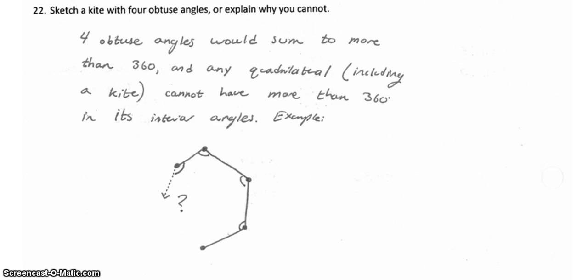Here's a little bit of a clear explanation. Four obtuse angles would sum to more than 360, just like we said. And any quadrilateral, including kite, cannot have more than 360 degrees in its interior angles. In fact, it's supposed to have exactly 360 degrees. But if you take four obtuse angles, four angles that are greater than 90, they're going to add up to more than 360, and that's not going to work. So here's a picture of what that could look like. Here's your 1, 2, 3, 4 obtuse angles. And as you can see, the quadrilateral does not close with those obtuse angles, so this is impossible.